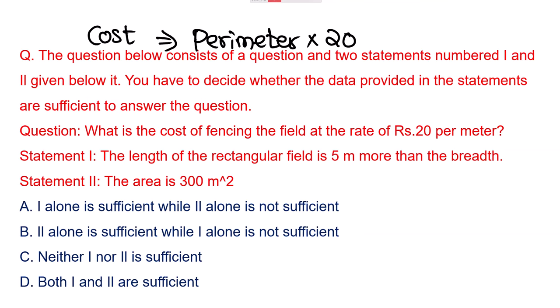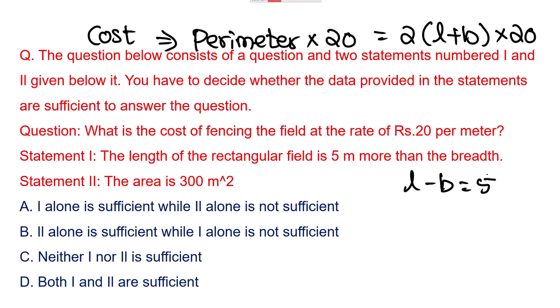Okay, your apartment entire area outside. It's similar to your compound wall. Right? So how many meters? Per meter 20 rupees into 20. Perimeter means you require 2 into L plus B. Okay, fine. L plus B is required. In statement 1, what is there? L minus B equal to 5 is there. Statement 2 is having L into B.